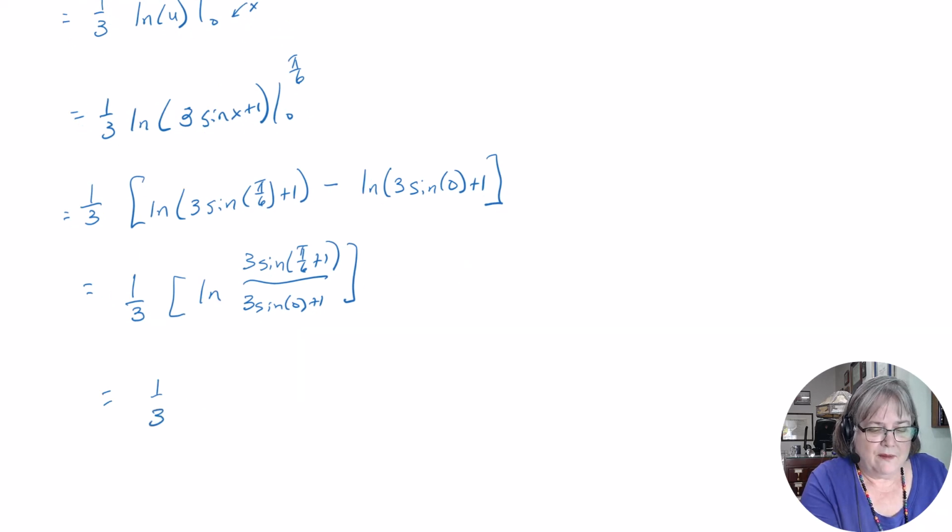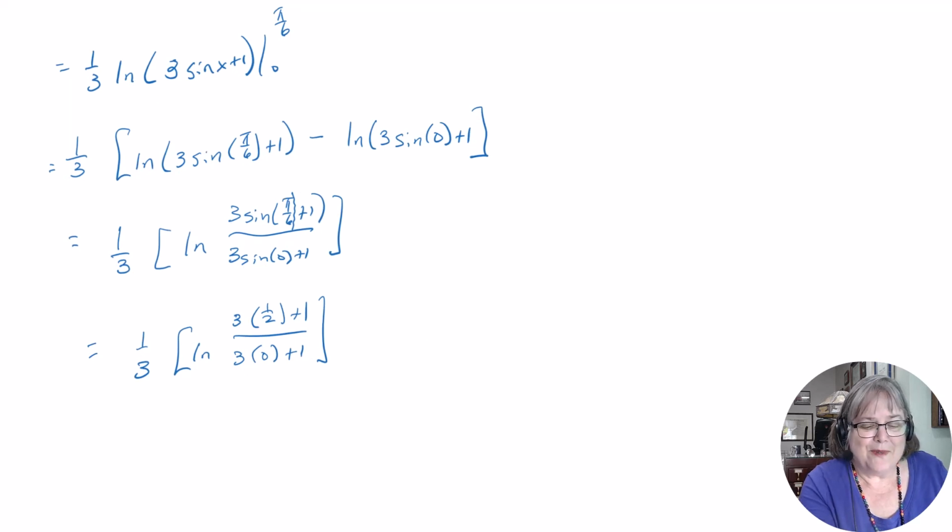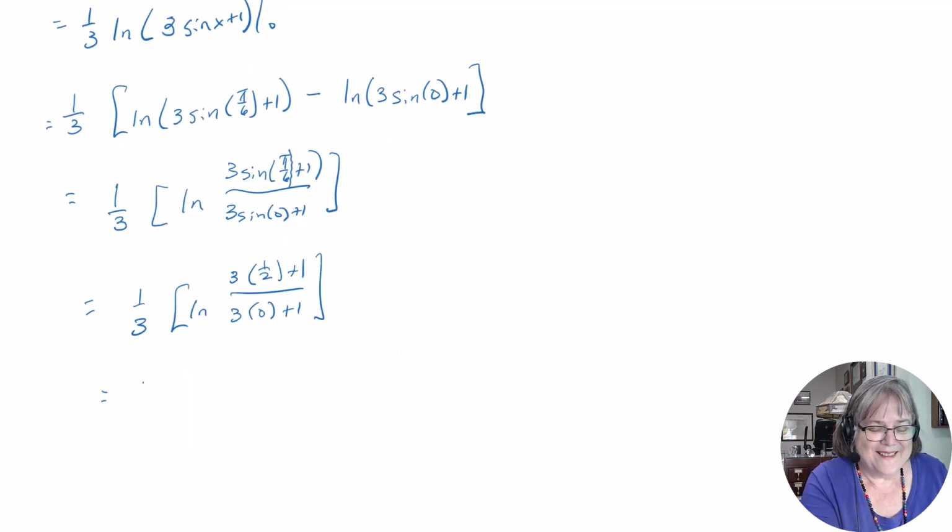So you would have the natural log. Now you can't cancel these signs, right, because they're not the same. So you would have 3 sine of pi over 6, which is 1/2, plus 1, over 3 times 0 plus 1. You can't cancel the ones, y'all. Okay, 1/3, natural log.